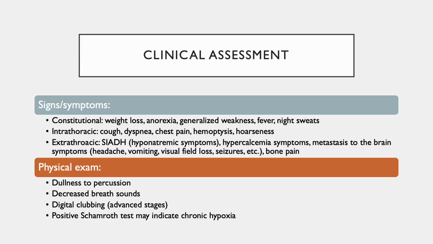This slide shows signs, symptoms, and physical exam findings that may indicate lung cancer. Common constitutional symptoms may include weight loss, generalized weakness, and fever. The patient can also have chest pain, cough, and hemoptysis, which means coughing up blood. On physical exam, they may have dullness to percussion where the lung cancer is located in their lungs. They also may have decreased breath sounds and digital clubbing, which is usually found in later stages and is usually due to the chronic hypoxia from the lung cancer.